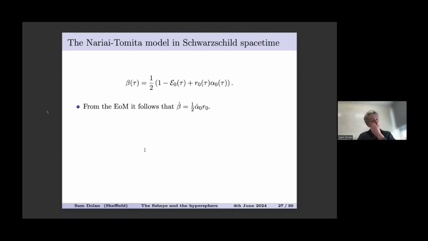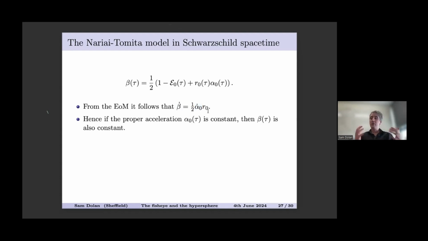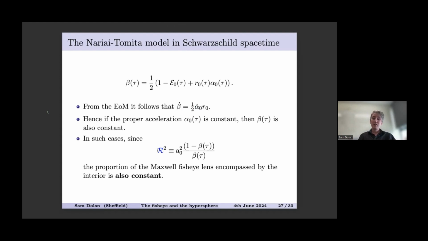Okay, with a little bit more work, we can show that beta dot, in other words, the rate of change of beta with respect to proper time, is proportional to alpha naught dot. And what that's telling us is that if the proper acceleration of the surface of the star is constant, then beta is constant too, and therefore R, the effective radius of the Maxwell fisheye, is constant as well. Or more precisely, that's telling us that the amount of the hypersphere encompassed by the interior is a constant.